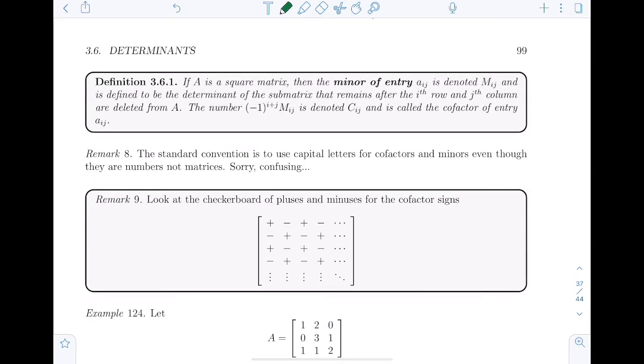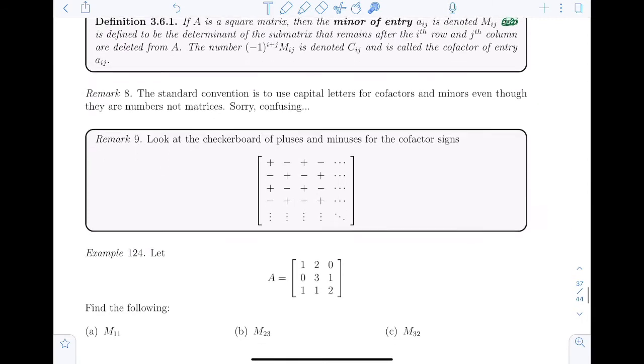Okay, so let's do this. If A is a square matrix, so we're only doing this for square matrices, then the minor of entry a_ij, denoted M_ij, is defined to be the determinant of the submatrix that remains after the ith row and jth column are deleted from A. Okay.